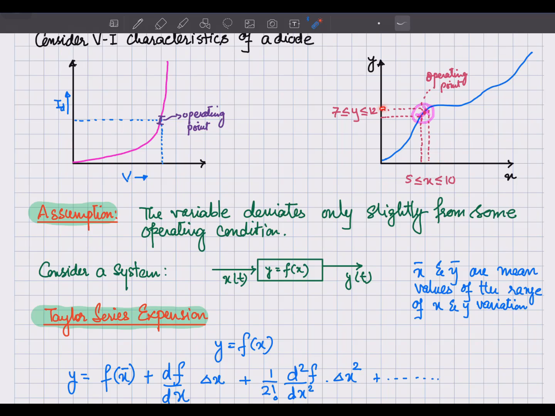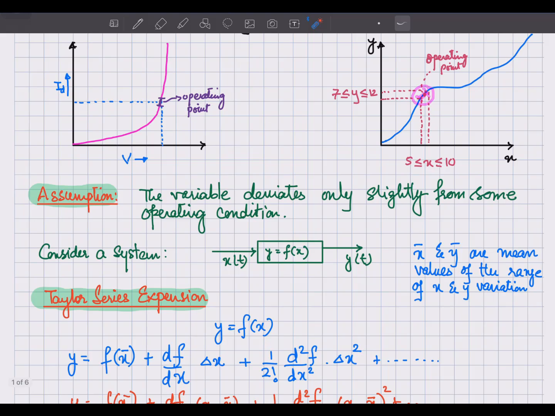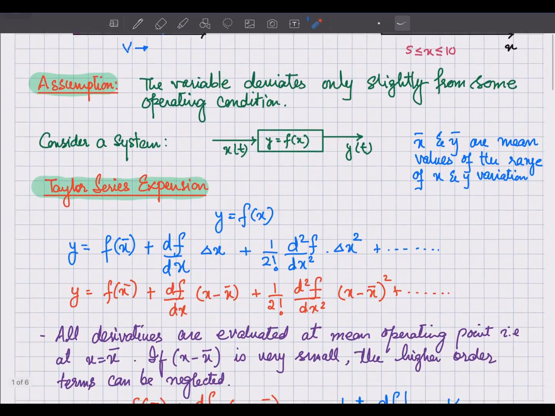Similarly, y bar will be the average value over here. So our mean operating point is this one, the mean operating point of this region. We are going to call that operating point x bar and y bar. So x bar and y bar are the mean values of the range in which x and y can vary.